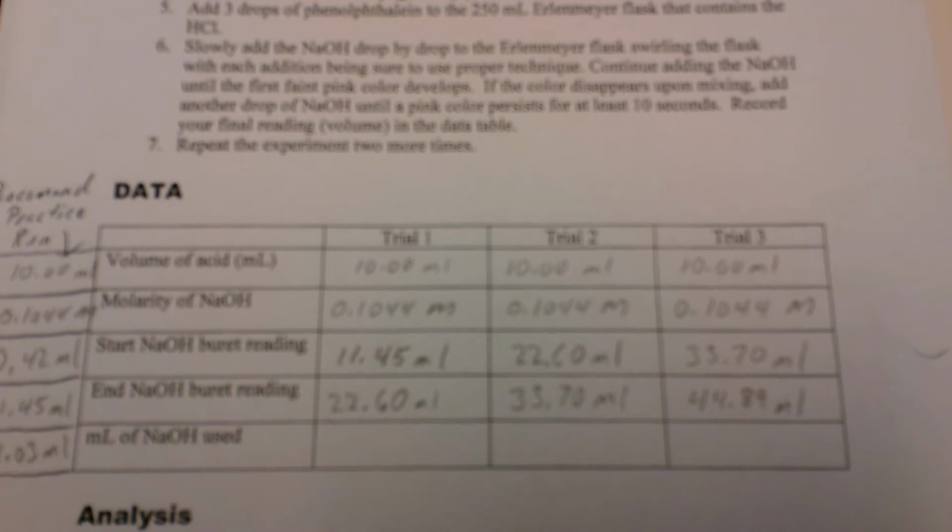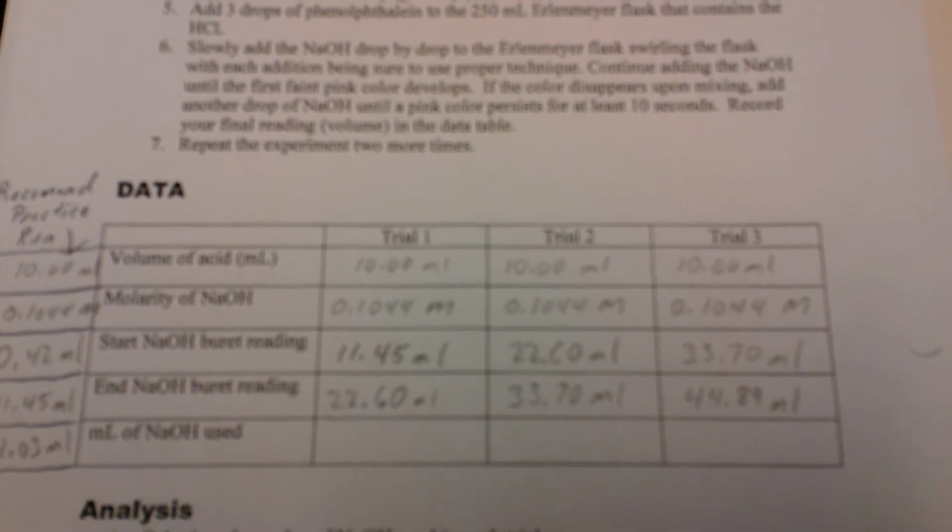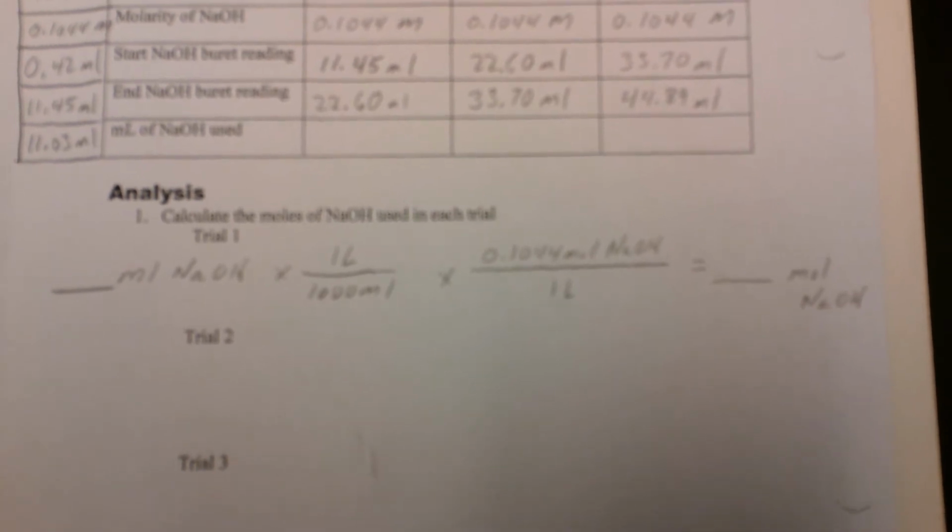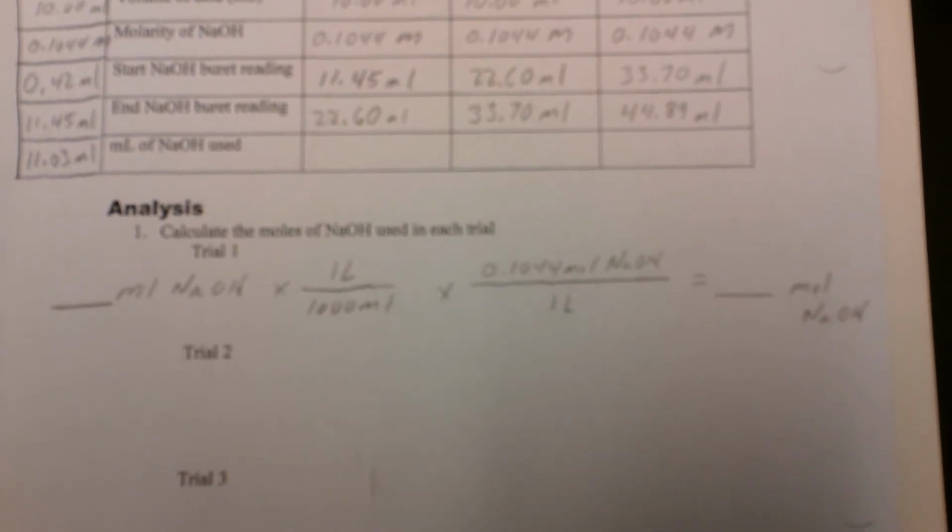So I've taken all of my readings and entered them in here. I've left the bottom line blank so that you can do the calculations. It's a very, very simple calculation, just like we did over in our recommended practice trial. And so the milliliters of sodium hydroxide used for each trial is what we're going to use then for our analysis. So for whatever you get here in this box, we're going to use that for our trial 1 calculation for the number of moles of sodium hydroxide used. And it's a very, very straightforward calculation.